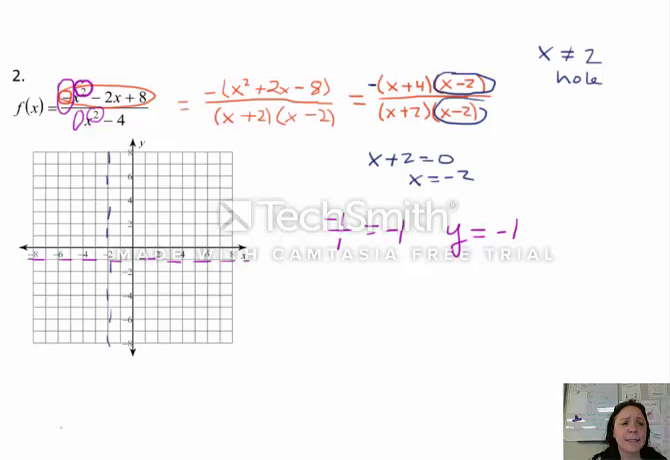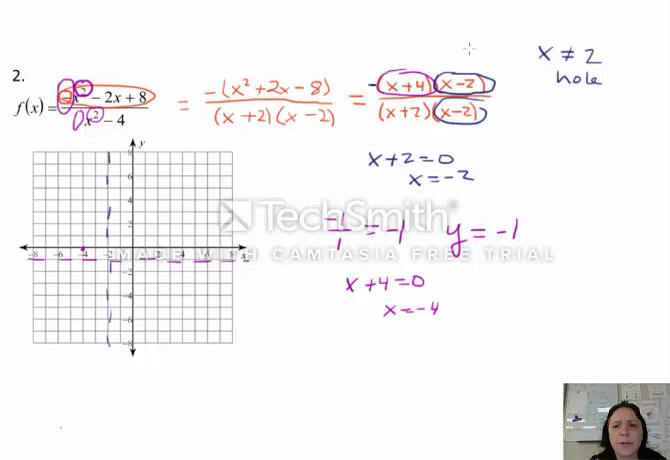Next up, we need our x-intercept, and that's going to happen where we get the numerator equal to 0. So if x plus 4 equals 0, then x equals -4, and that point right there is where we are going to have our x-intercept.